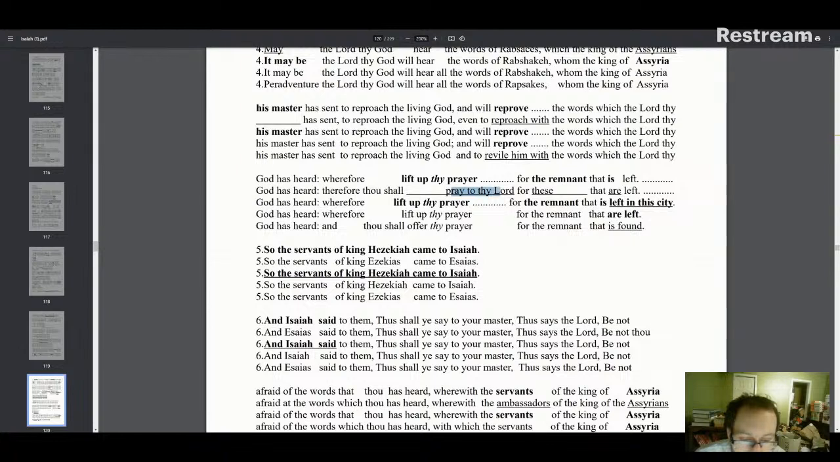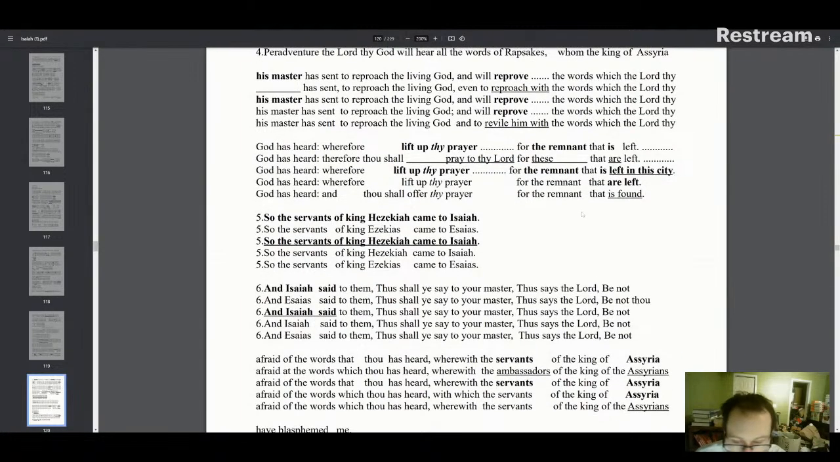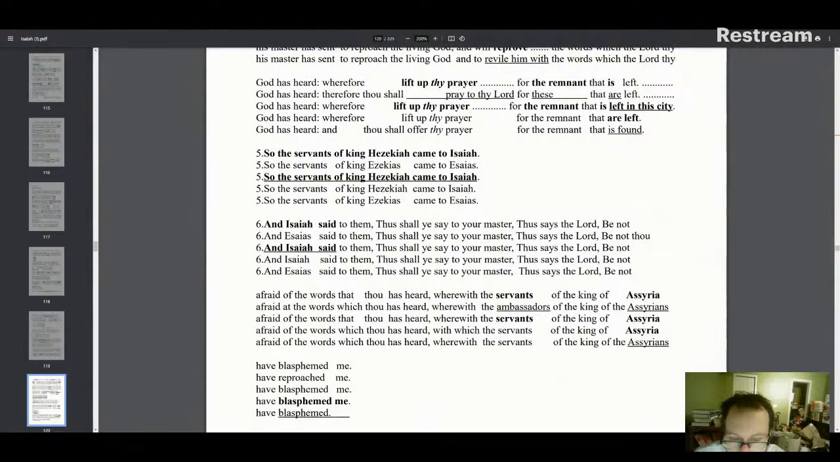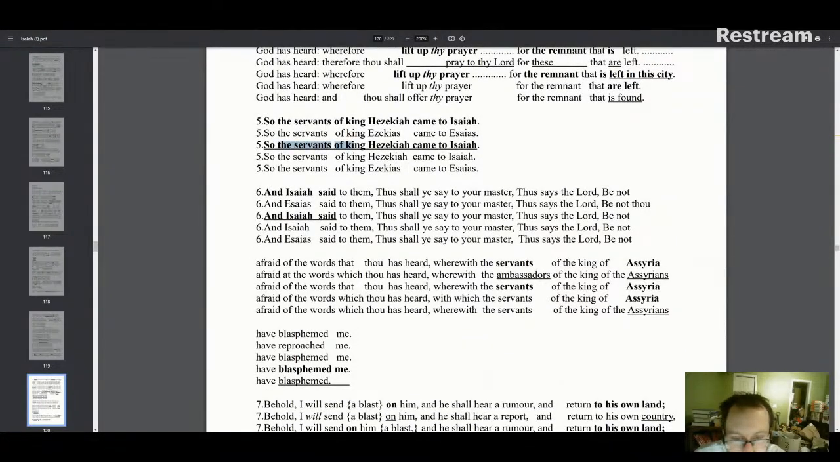Pray to thy Lord is in the Septuagint of Isaiah. All the other versions say lift up prayer. So it's unlikely that scribes would remove the reference to Yahweh or the Lord. So the text not saying Lord is more likely to be correct. I'm not sure when my friend underlined this because it's not actually a variant.